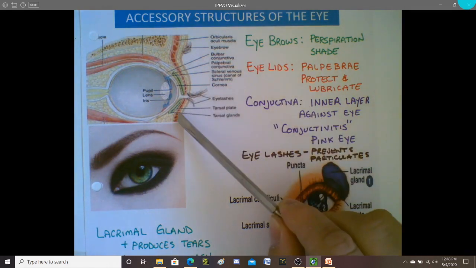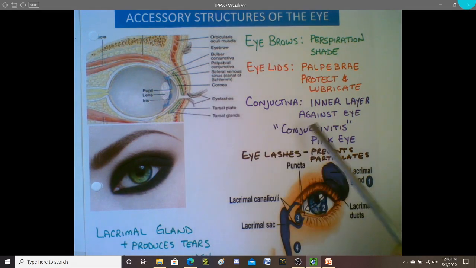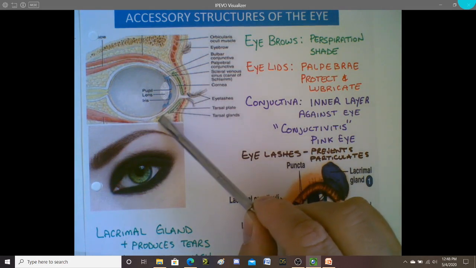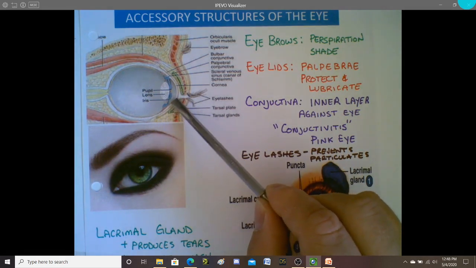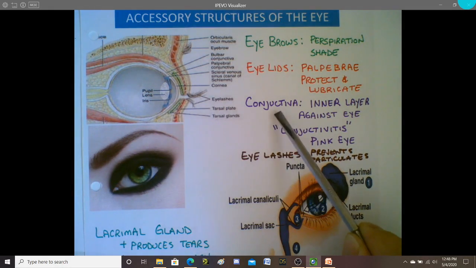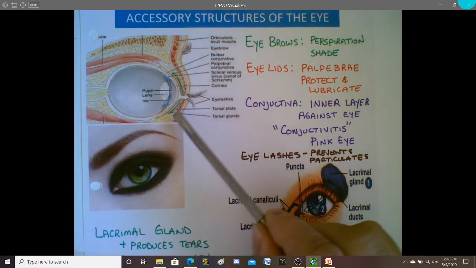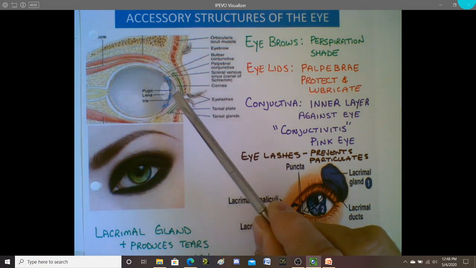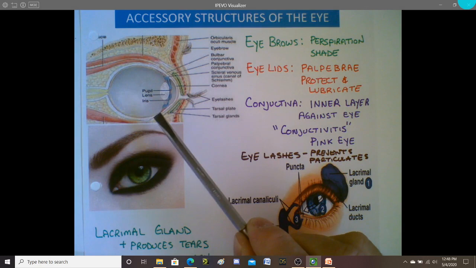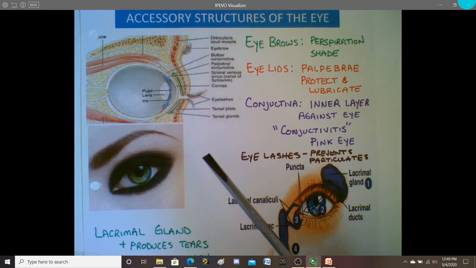Now, on the inside of our eyelids, we have a tissue called conjunctiva. So it's the inner layer of the eyelid that's right up against the eye. And it's just a protective structure that helps protect our eye. It's kind of a pink color anyway. But if this conjunctiva gets infected, you have what's called conjunctivitis, which is pink eye. And that is an infection of your conjunctiva, and it can spread onto the eye, make your eye very pink and irritated. It's very itchy.